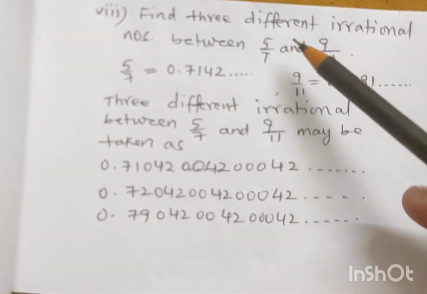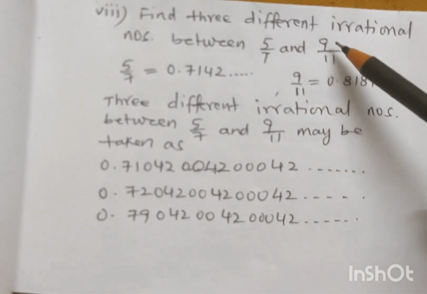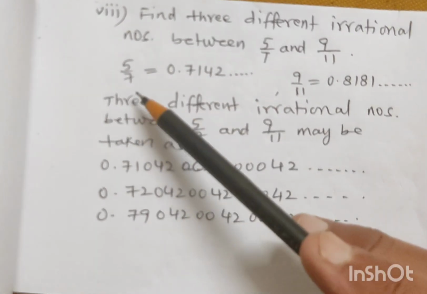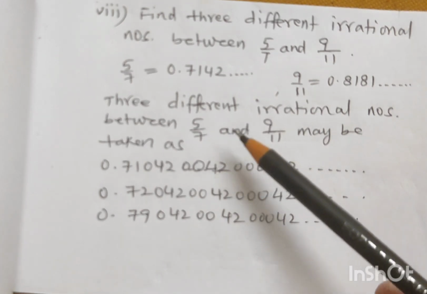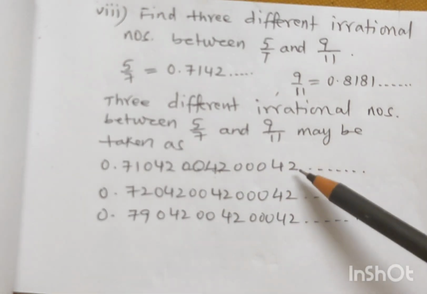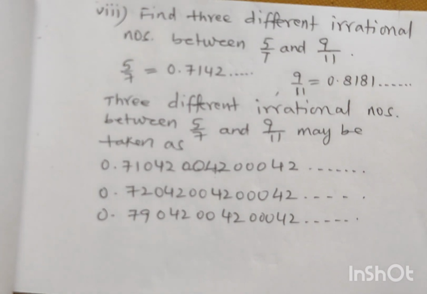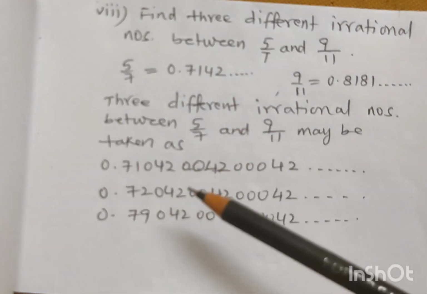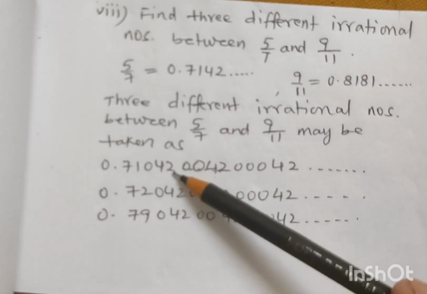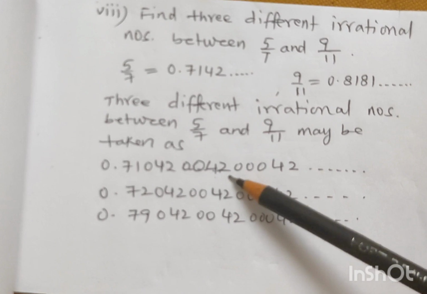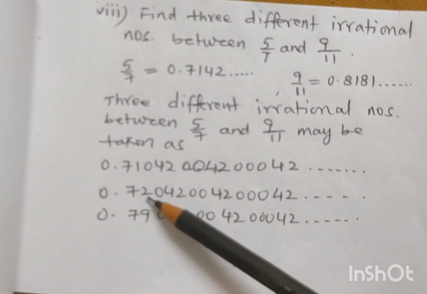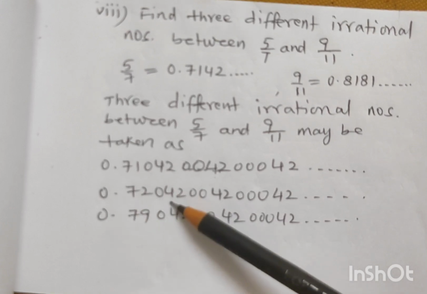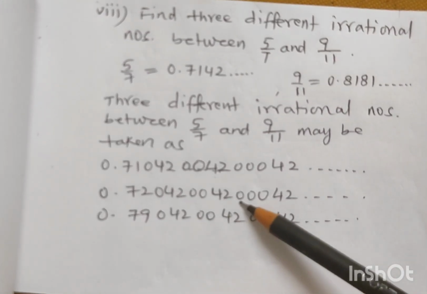Here we have to find three different irrational numbers between 5 by 7 and 9 by 11. Decimal expansion of 5 by 7 is this, and that of 9 by 11 is this. Three different irrational numbers can be written like this. We can have any choice of our liking, but what we do here is 0.71, we put 1 0 here, then after 4 2 we put 2 0, then after this 4 2 we put 3 0, and like this. Similarly we begin with 0.72, 042, 0042 and 3042.